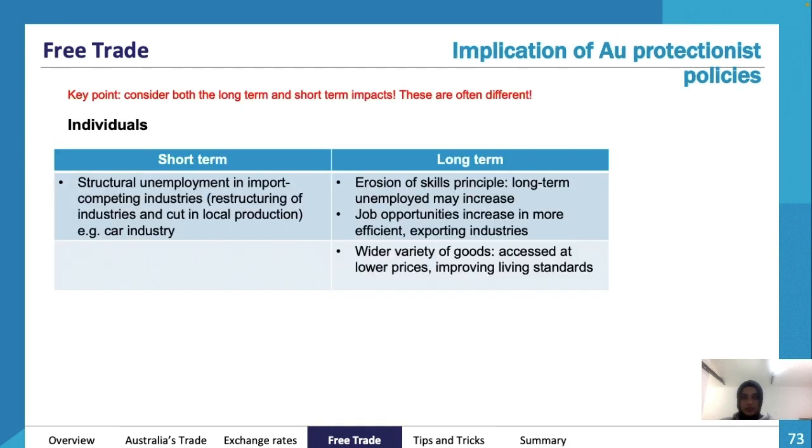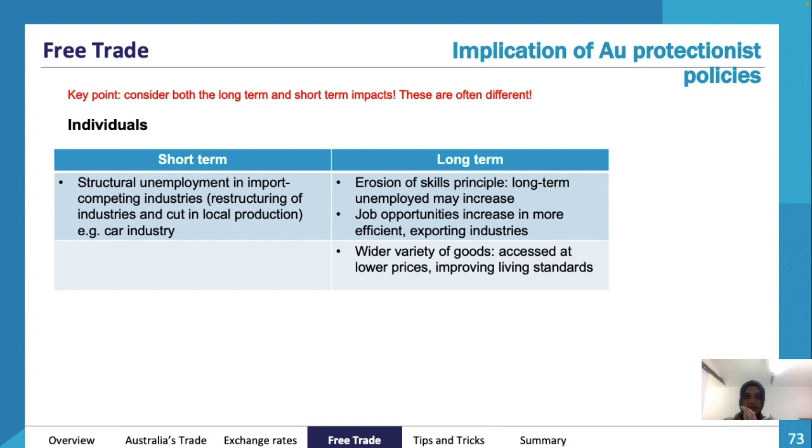So let's have a look at the implication of the Australian protectionist policies in terms of the three different levels. So we've got the individual level, and then we've got the firms level, and we've got the government level, and we'll talk about each one. So individually, structural unemployment in the short term, and import competing industries will occur. So we can see why, right? Because we've got free trade that's taking place.